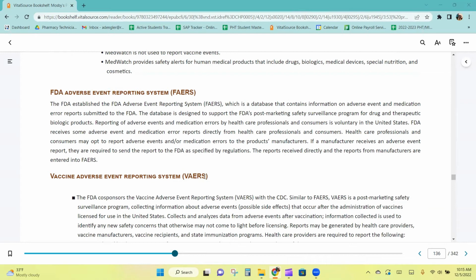Reporting of adverse events and medication errors by healthcare professionals and consumers is voluntary in the United States. FDA receives some adverse event and medication error reports directly from healthcare professionals and consumers. Healthcare professionals and consumers may opt to report adverse events and/or medication errors to the product's manufacturers. If a manufacturer receives an adverse event report, they are required to send the report to the FDA as specified by regulations, and the reports received directly and the reports from manufacturers are entered into the FAERS.